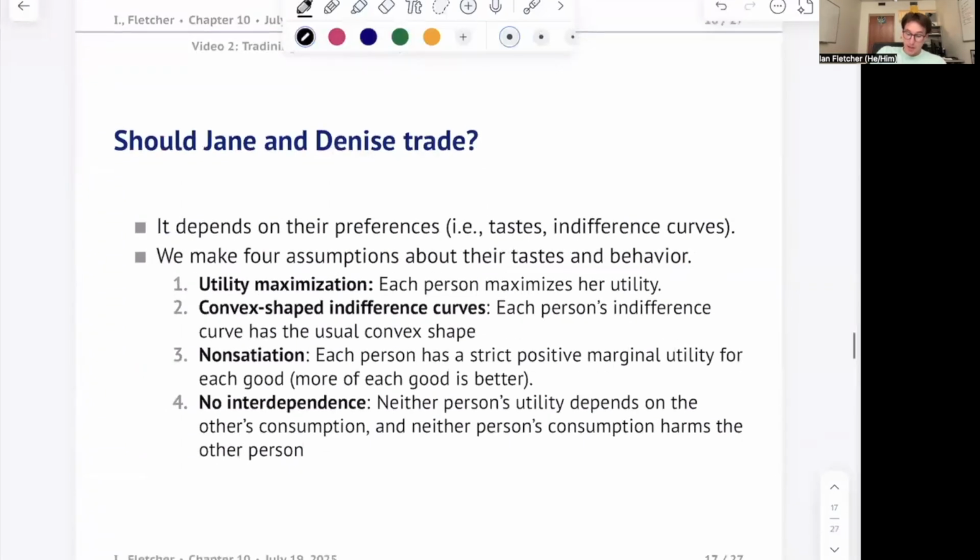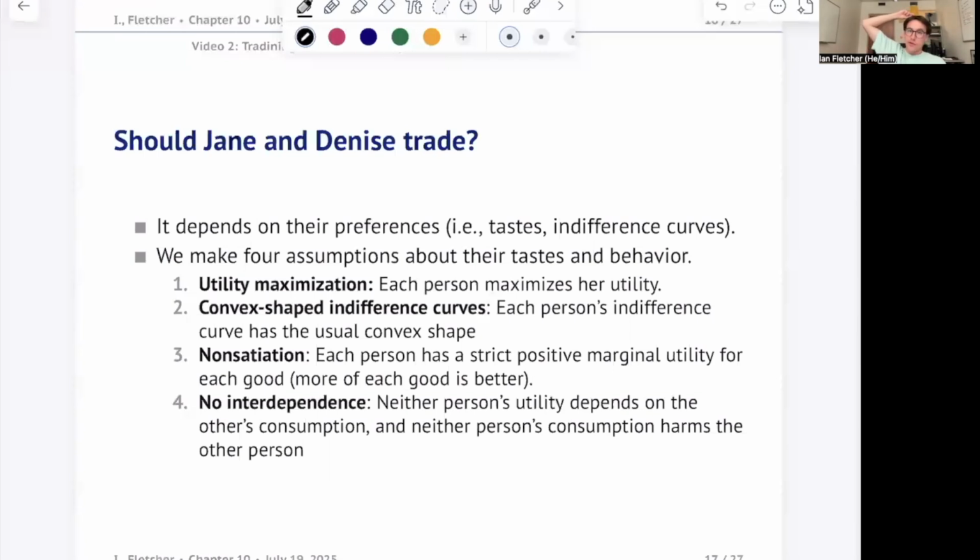So should Jane and Denise trade? Well, ultimately, it depends on their indifference curves. It depends on their preferences. But given that example that we used before, yes, they should. And so we're going to make a couple assumptions about their taste and behavior. So first, Jane and Denise are both utility maximizers. They want to get on the highest indifference curve possible. They have convex shaped indifference curves, which means that they point away from the origin. And so each person's indifference curve has the usual convex shape that we need.